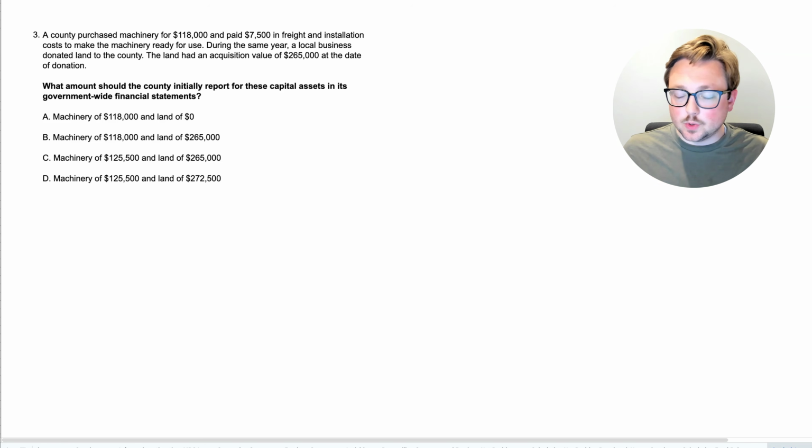So what are they going to initially report these items as? Are they going to report the full amount of the machinery and the full amount of the land, or only partial, or are they going to add things? There are a few different options here, but think about what you know about normal depreciation and normal capital assets, and you'll probably have a good idea of how this goes. When you're ready, come back and we'll look at the answer together.